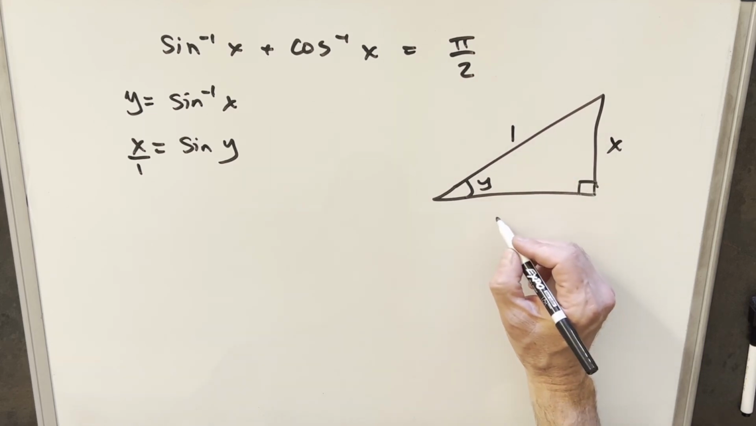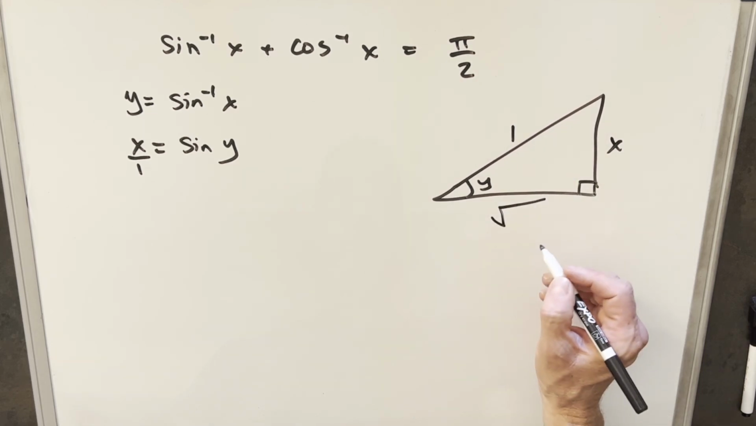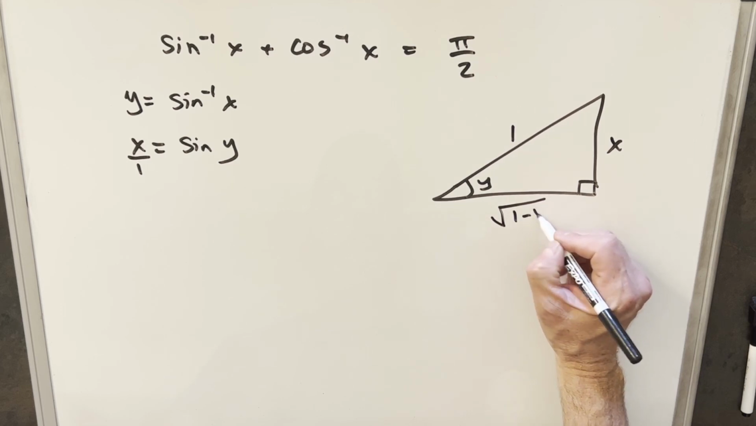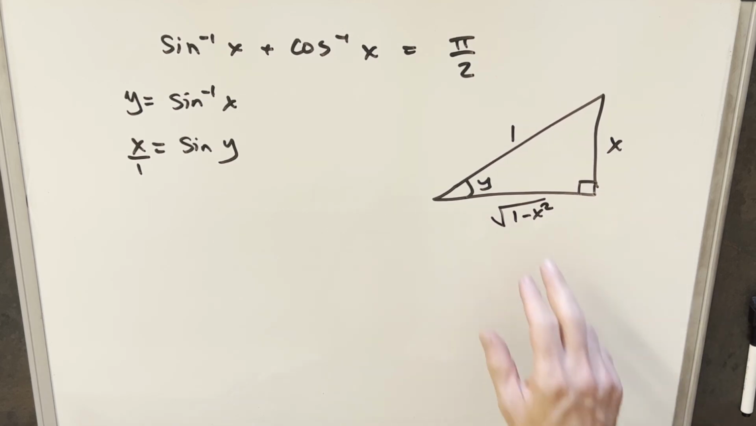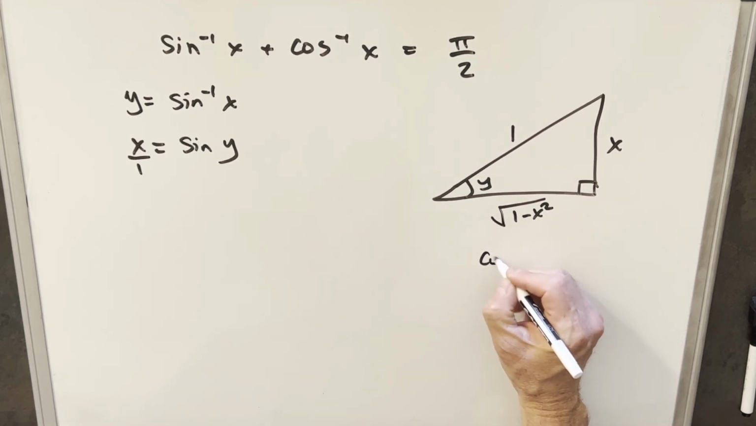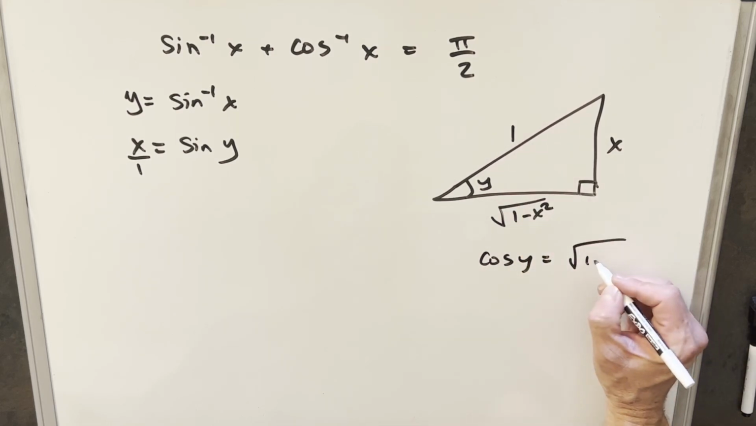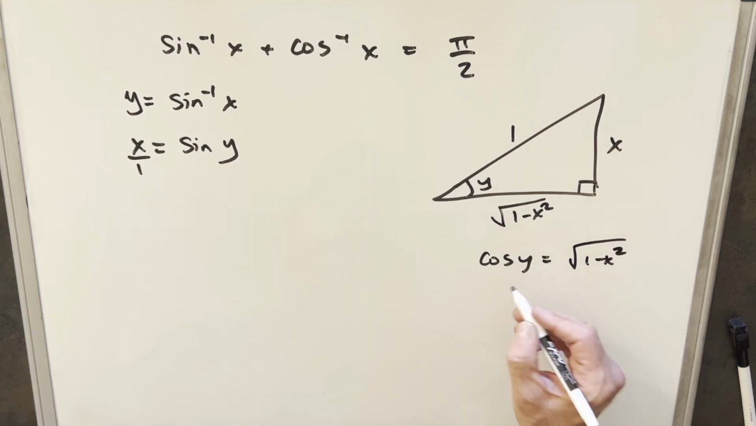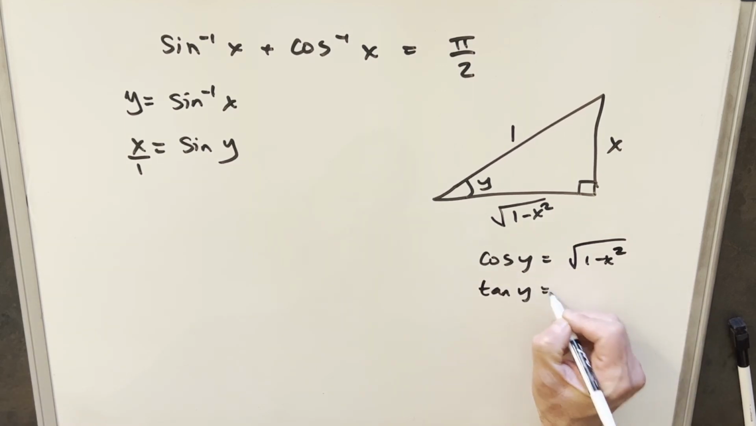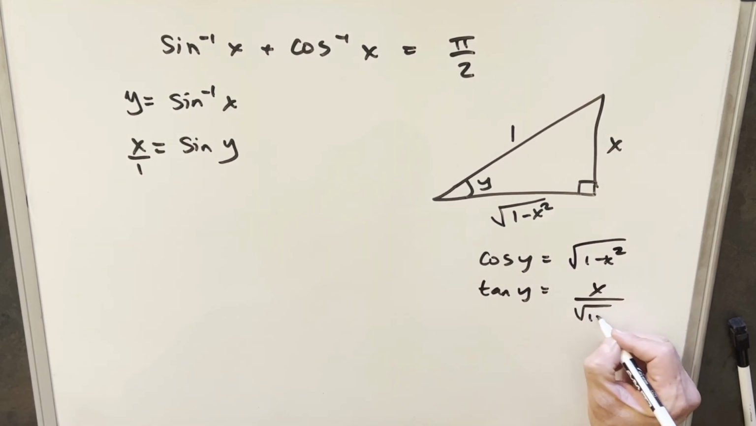Then, using the Pythagorean theorem, we can find our third side, and this is going to be the square root of 1 minus x squared. With this, of course, you could find other values, like cosine of y is going to be adjacent over hypotenuse, or the square root of 1 minus x squared. Or say tangent of y is going to be x over the square root of 1 minus x squared.